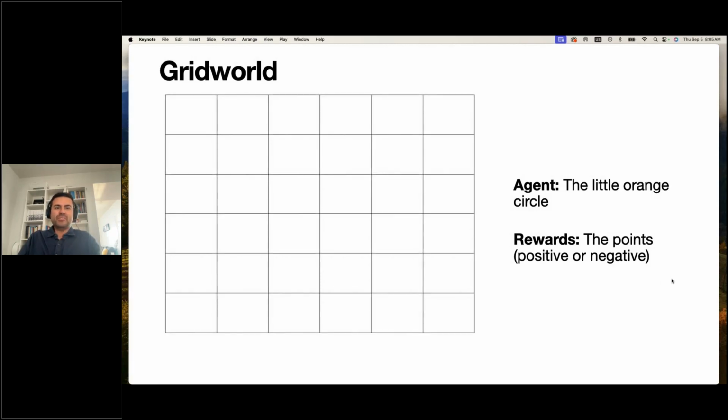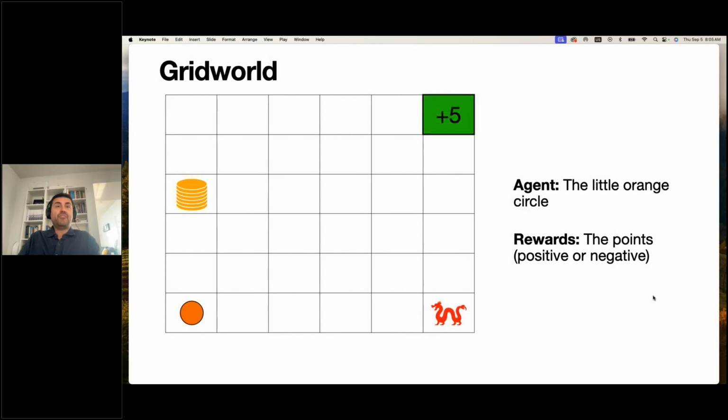So we start with a grid world, and a grid world is a game where I have a bunch of squares in a grid, and I have an agent. The agent is the little orange circle over here. And I have some rewards that could be positive or negative. I have, let's say, a lot of money here, a lot of money here, and a dragon here. So I want to get to the money and avoid the dragon.